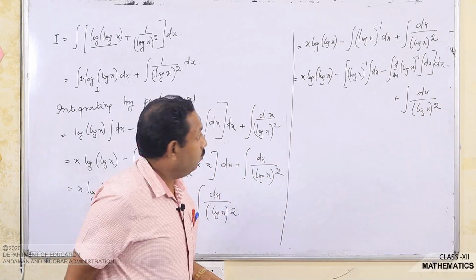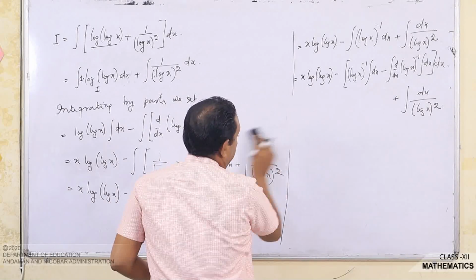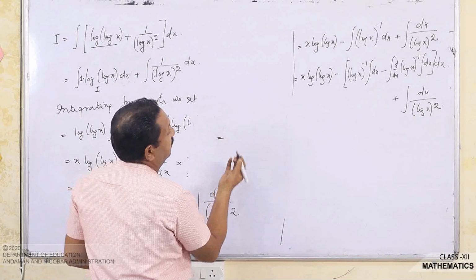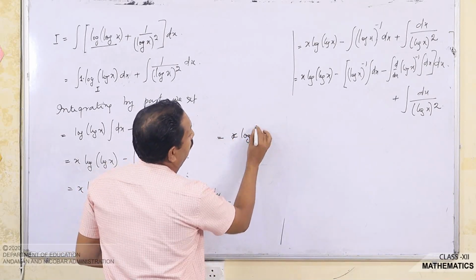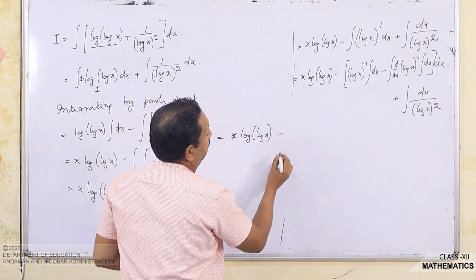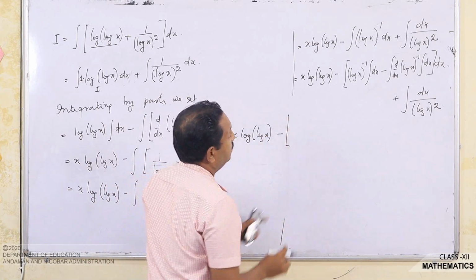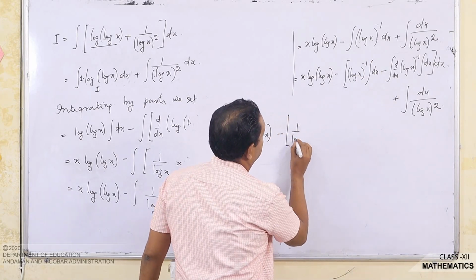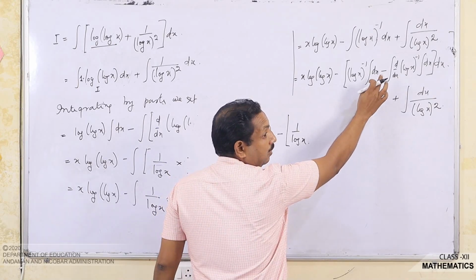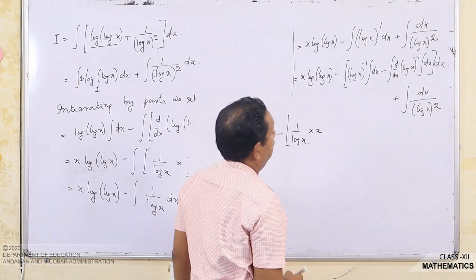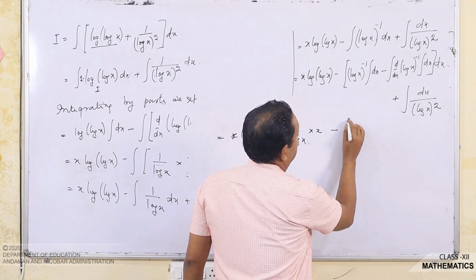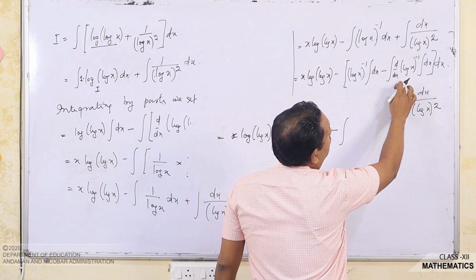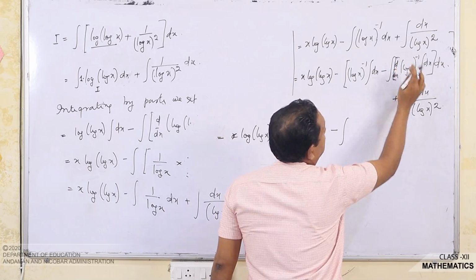Okay. So, now let us take what will come. This is equal to x log of log x minus, here I keep a bracket, that is (log x) power minus 1. So, that can be written as 1 by log x, and integration of dx, that will give you some x minus, and integration, that is the derivative of, here is one bracket also, derivative of this one.